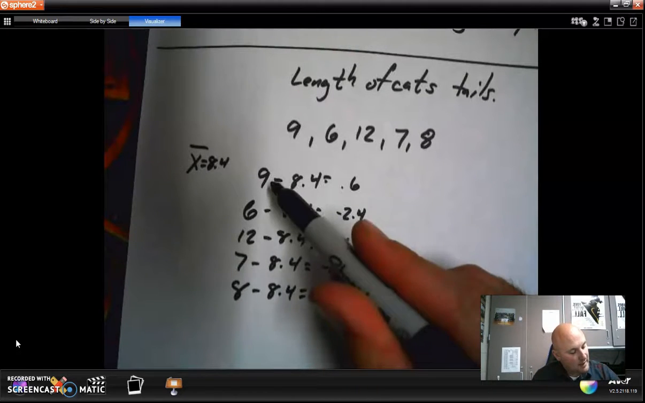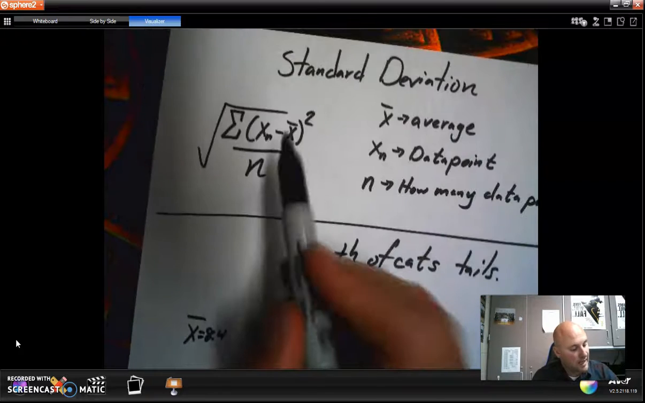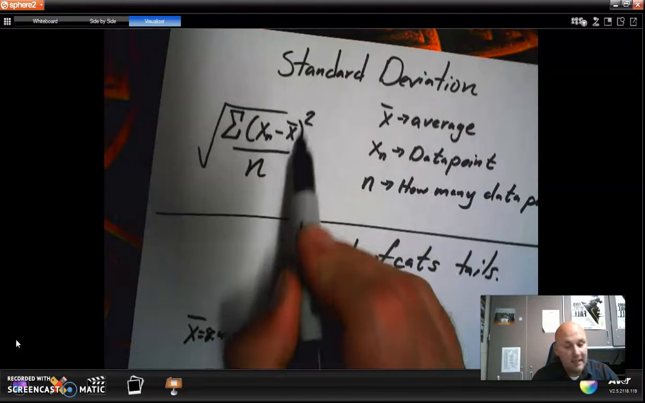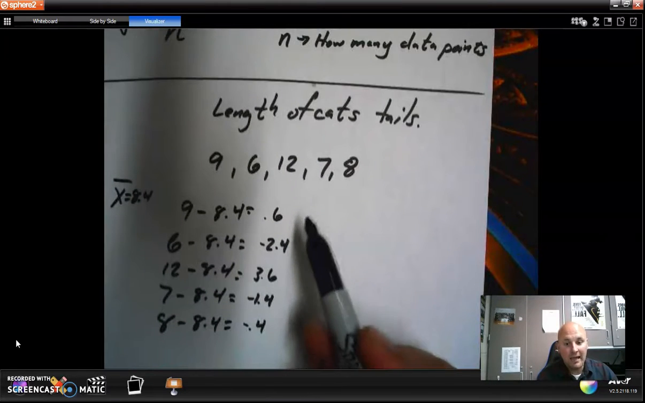I subtracted each data point from the average and found this. Okay, that was x sub n minus x bar. Now it says I need to square them. So I need to take each one of these and square them.